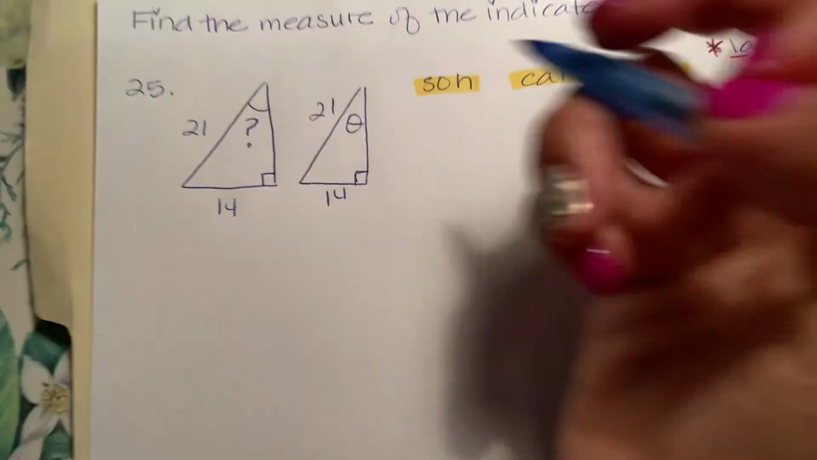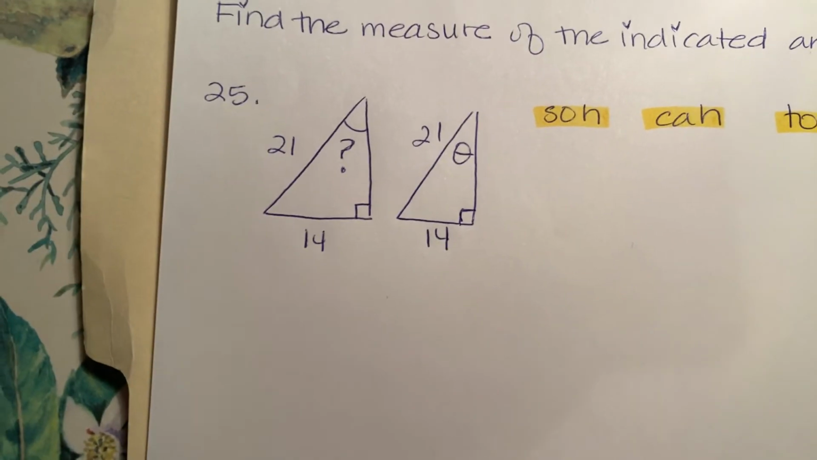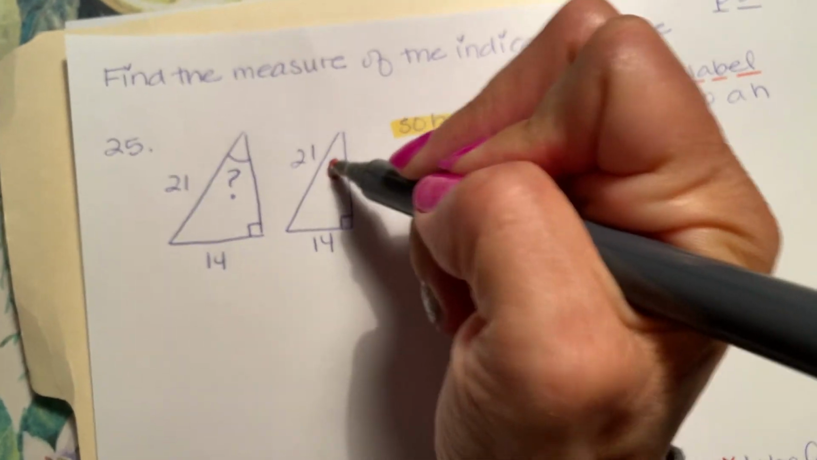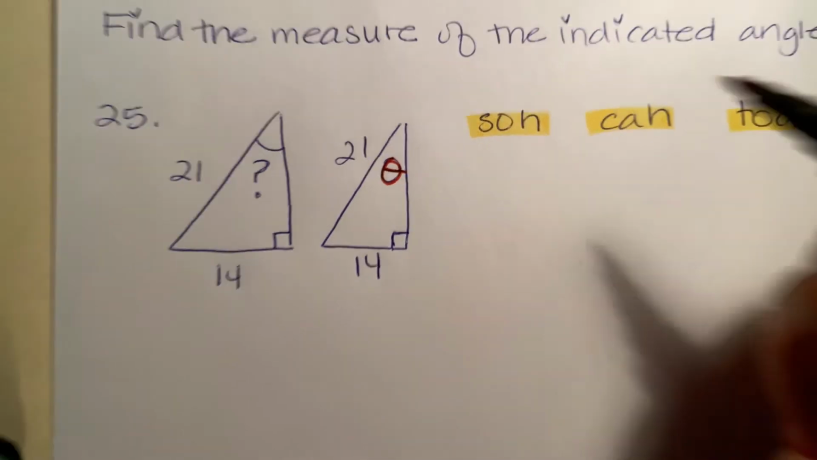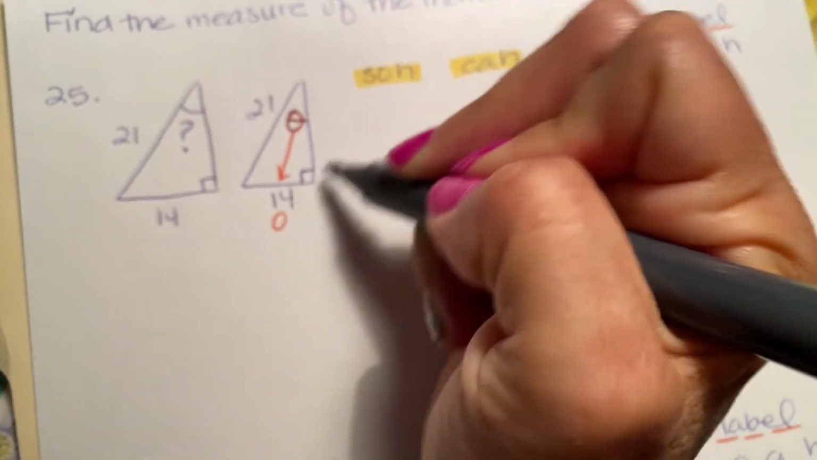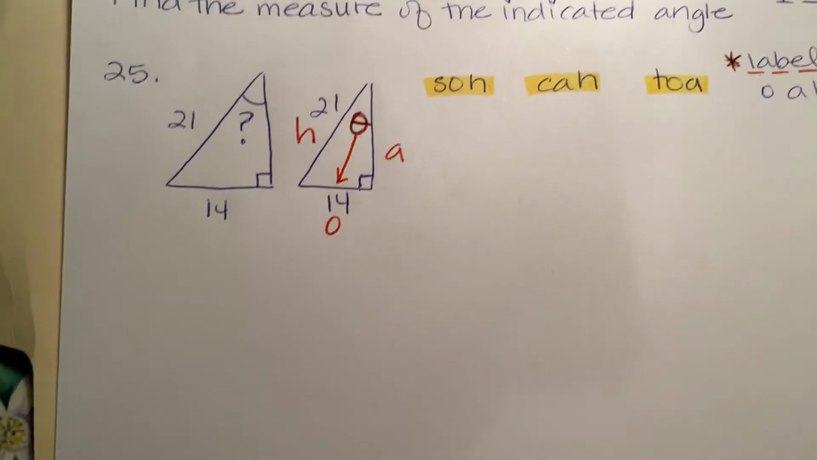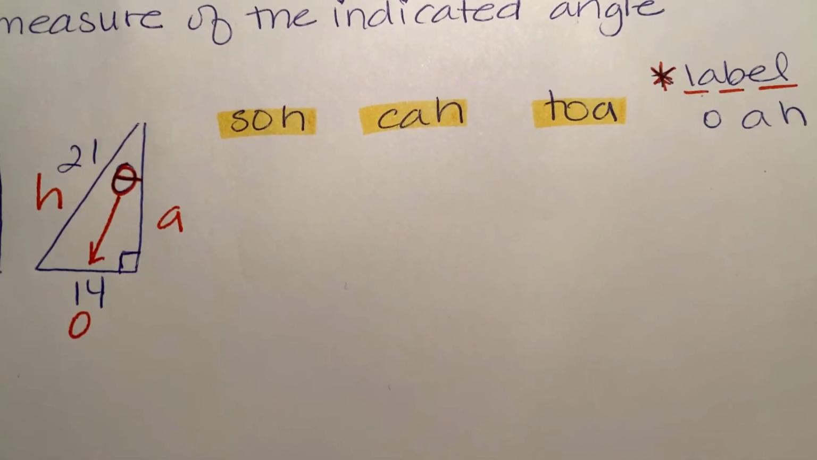So what do you do again? You focus on the angle that's given to you. The angle given to me is unknown. That's fine, it's still an angle, so I'm going to use theta instead of a question mark. You still have to label OAH. This is opposite, this is adjacent, this is hypotenuse. Second step, decide which trig function you use.